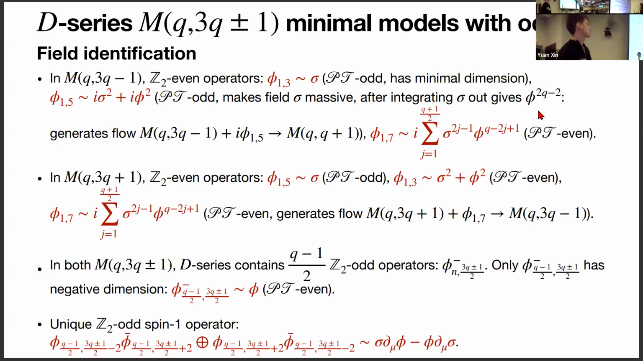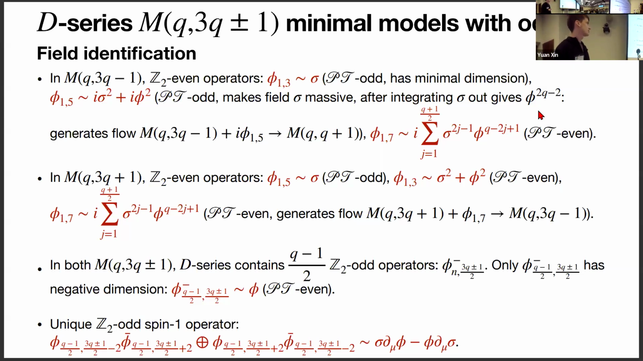For M_{Q,3Q+1}, we have the same identification for phi_{5,7}, but other identifications for phi_{5,5} and phi_{5,3}. You remember Zimo Sun's talk where he considered M_{3,8}. M_{3,8} is M_{Q,3Q-1} and M_{3,10} is M_{Q,3Q+1}. These identifications correspond to his talk, but they are a generalization of what he said.